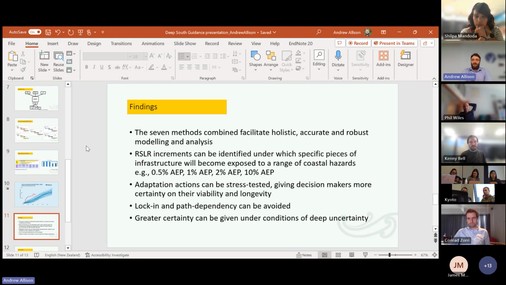The combination of DAP and robust decision making gives a process through which adaptation actions can be stress tested, and that gives decision makers more certainty on their viability and longevity on site. And through this process, lock-in and path dependency can be avoided. The real key here is that this process can give greater certainty to decision makers and asset managers under conditions of deep uncertainty, where we don't know exactly how fast climate change or sea level rise will occur, but it gives us the opportunity to resolve some of that uncertainty by rendering it void.